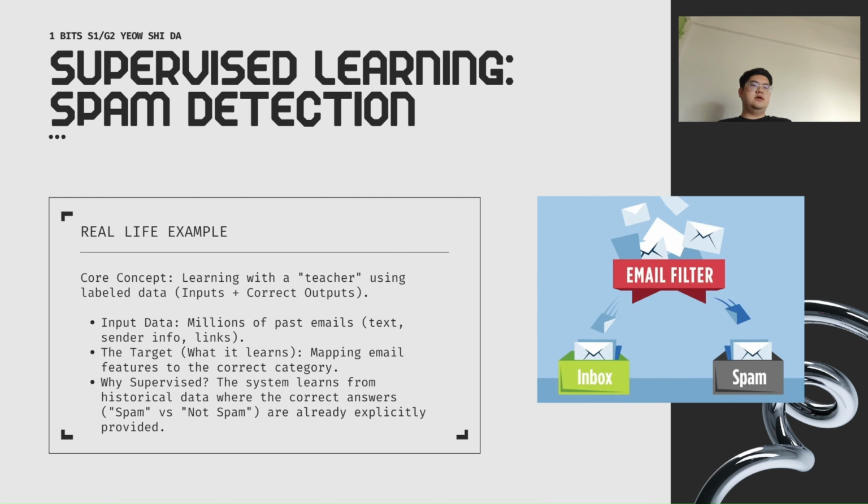The input data here will be millions of past emails from our Gmail or mail application, which have tags, sender info, and links. The target is what the machine wants to learn, mapping email features to the correct category, meaning spam goes to spam, ads go to ads, and important mails go to a folder for better readability. Why do we choose supervised learning for spam detection? Because the system learns from historical data where it has the correct answers, spam or not spam. That's the supervised training method.